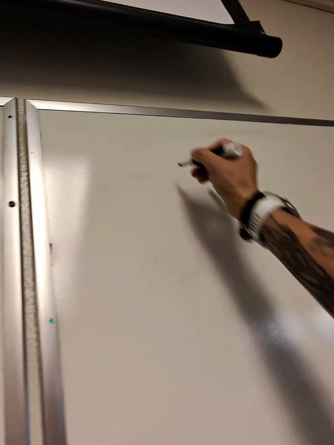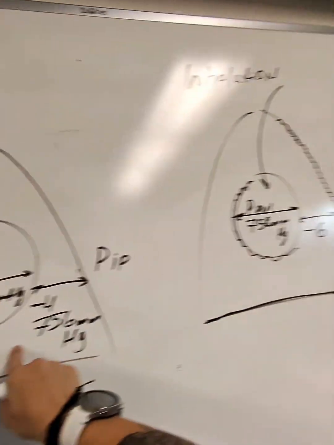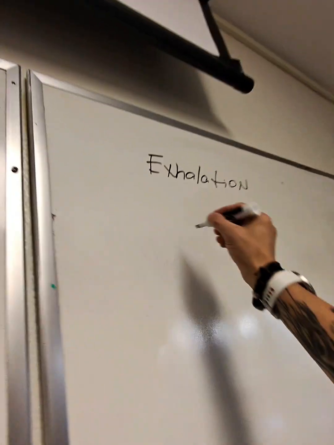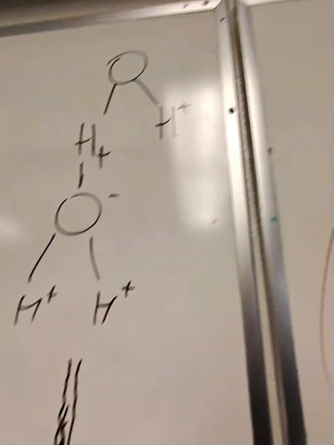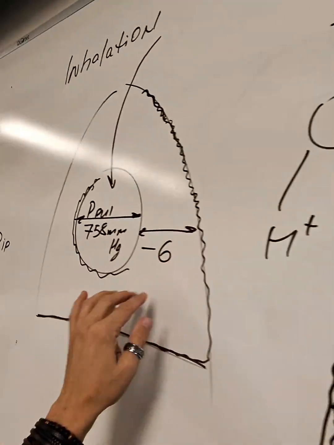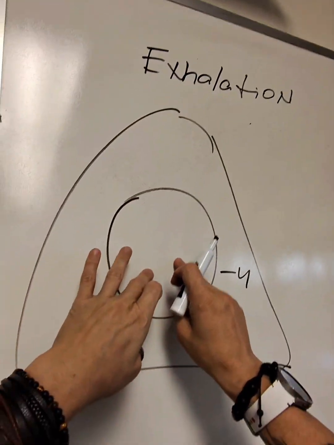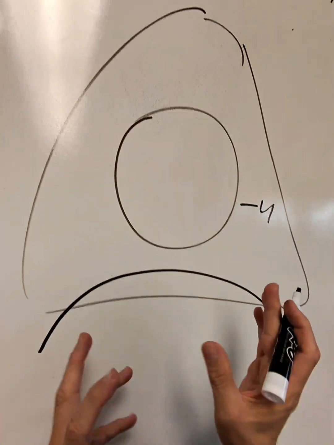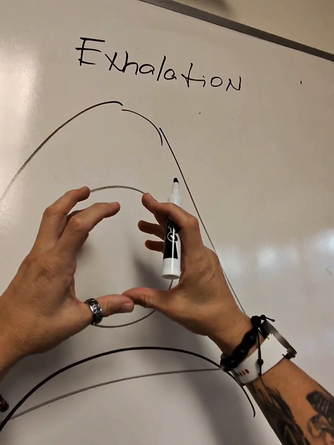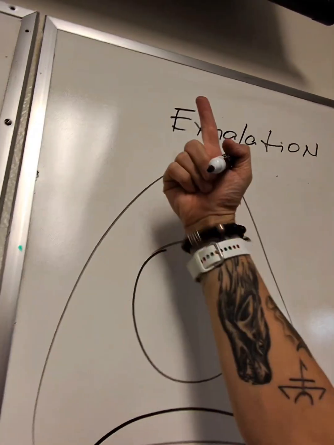So what happens with exhalation, when we exhale? We want to go back to the original state. So here's the chest wall, here's the lung, and we go back to -4. It's all approximate, -4, and when we exhale, we need to generate more pressure. So the diaphragm relaxes and it creates a dome shape, so there's less space in the lungs, so there's more pressure and it helps to get rid of the air.